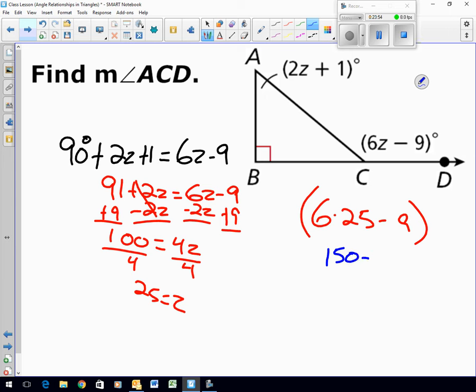150. I don't have anything to divide, and I don't have anything to add. Subtract. What is my final answer going to be here? 141 degrees. Okay?